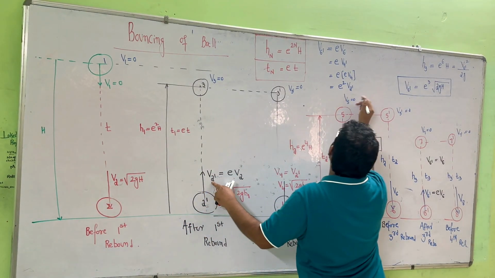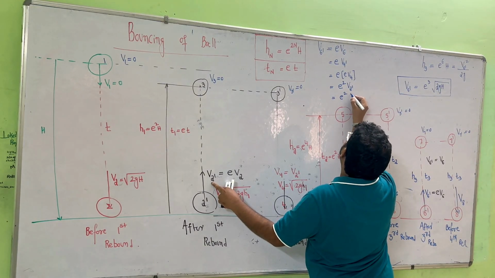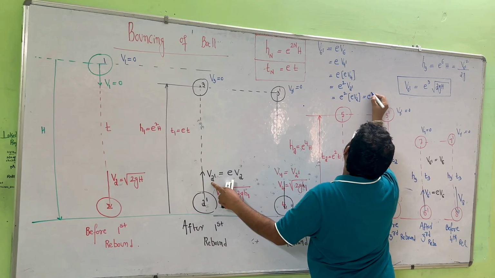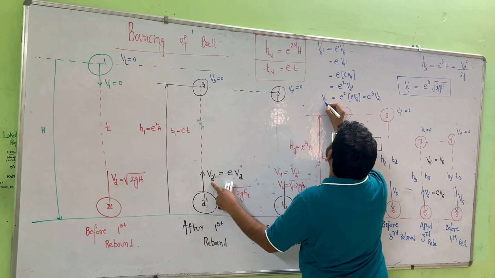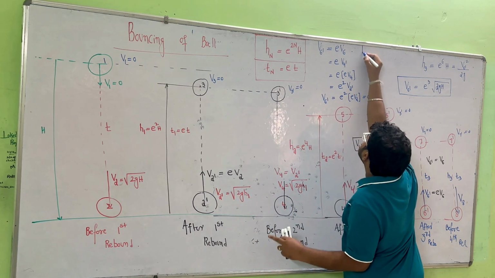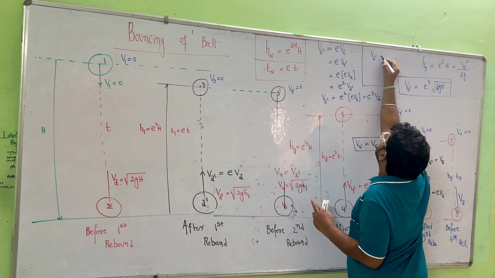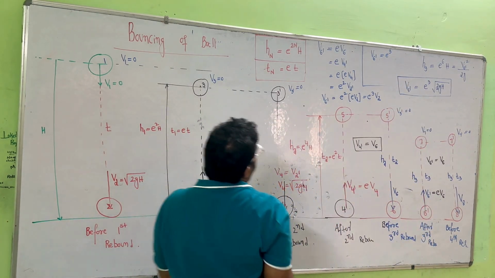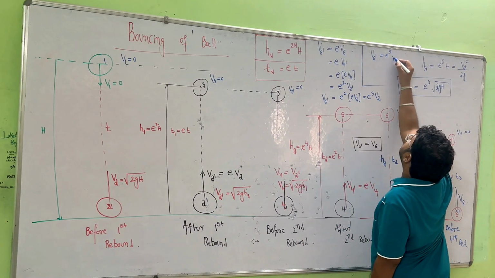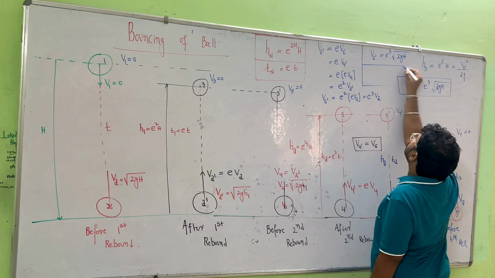E into V2. Okay? That equal to how much? E square equal to E into V2. That equal to how much? E cube into V2. V6 dash equal to how much? E cube. V2 equal to how much? Square root of 2GH.